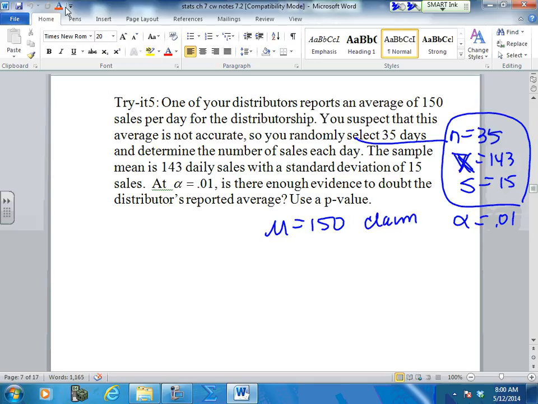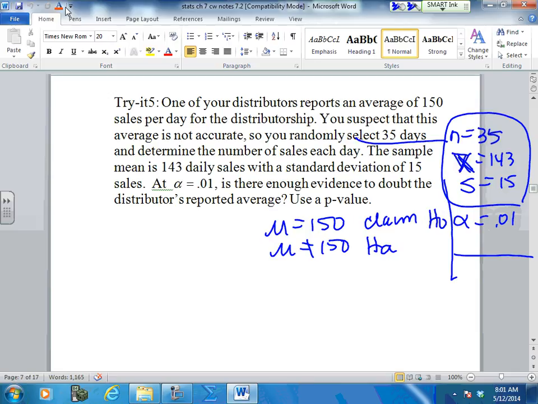Then you're doubting this claim. So you challenge this with your sample. So the opposite is, it is not equal to. Is the claim the H0 or the Ha? H0. The Ha doesn't have the equal sign. The H0 has the equal sign.